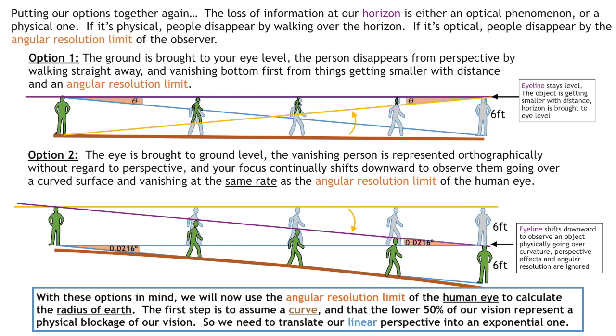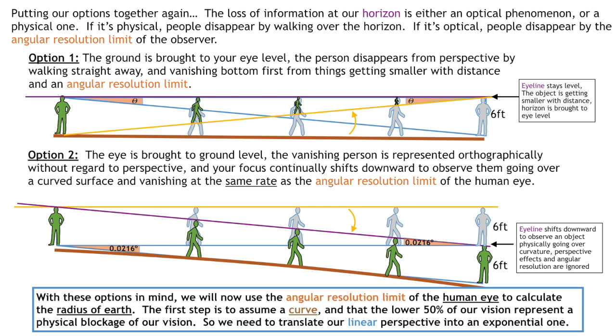And again, putting it together so you can see them side by side, the loss of information at our horizon, just to restate our argument, is either an optical phenomenon or a physical one. If it's physical, they disappear by walking over the horizon. And if it's optical, people disappear by the angular resolution limit of the observer.